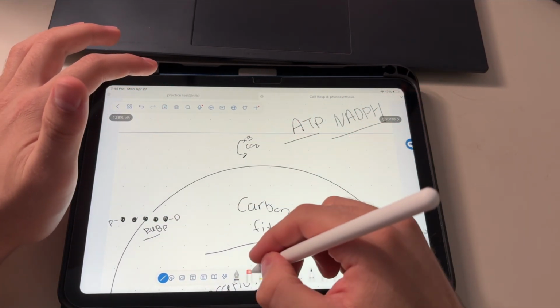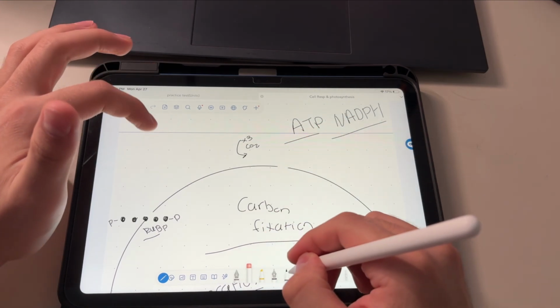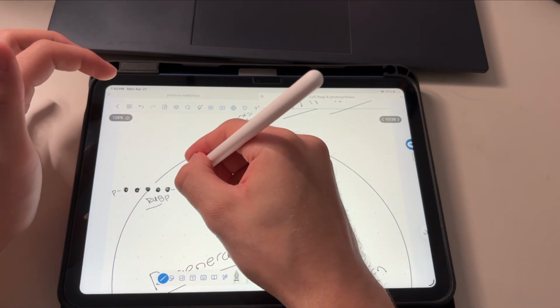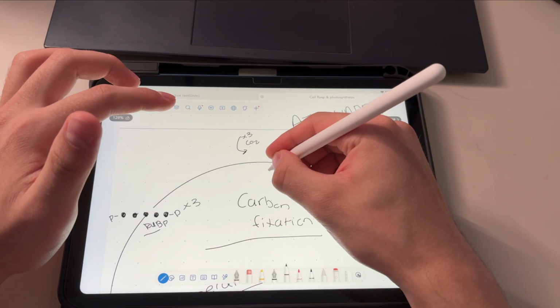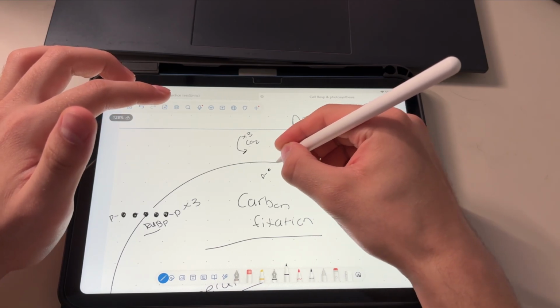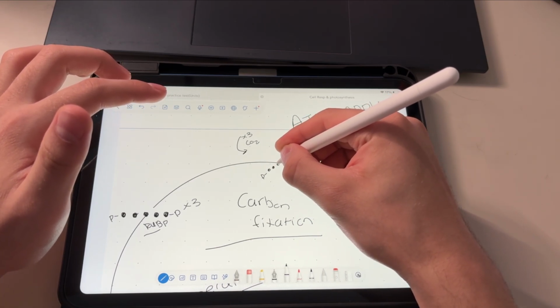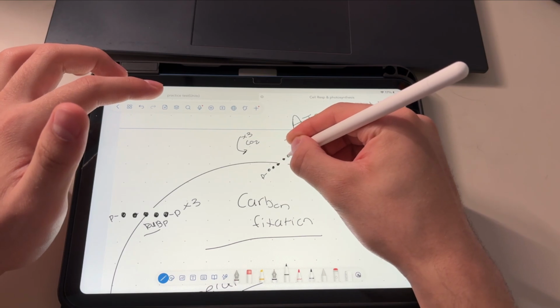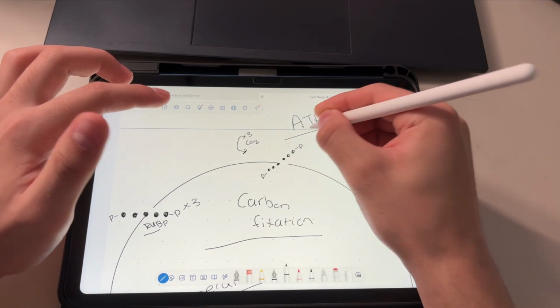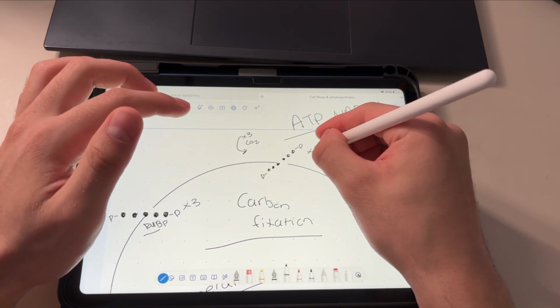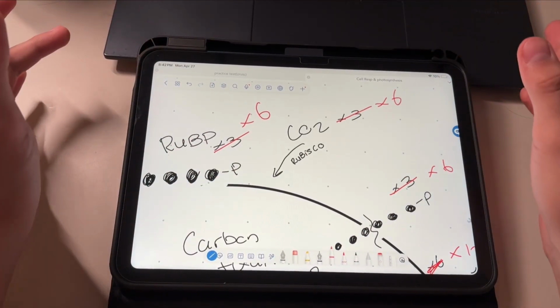So now we have these RuBPs, so there's going to be 3 of them since we're going through the cycle 3 times. We have these 3 RuBPs, now gaining an extra carbon. So 1, 2, 3, 4, 5, 6. So each of these RuBPs gain an extra carbon. So this times 3.